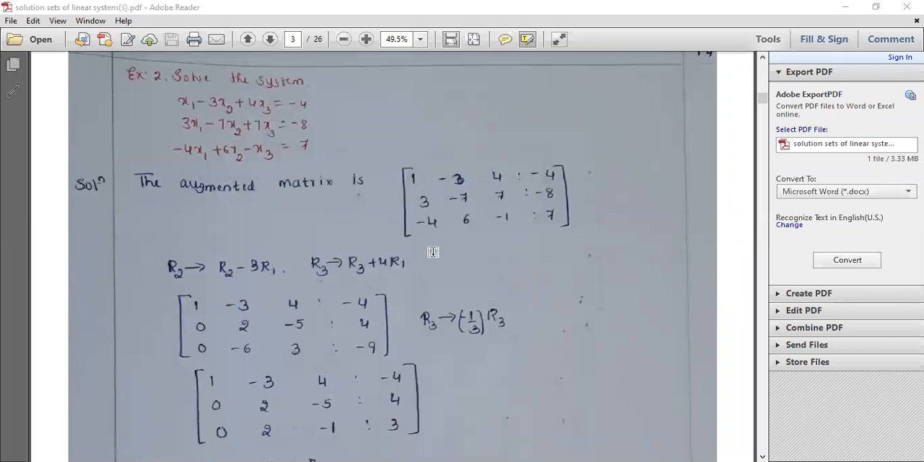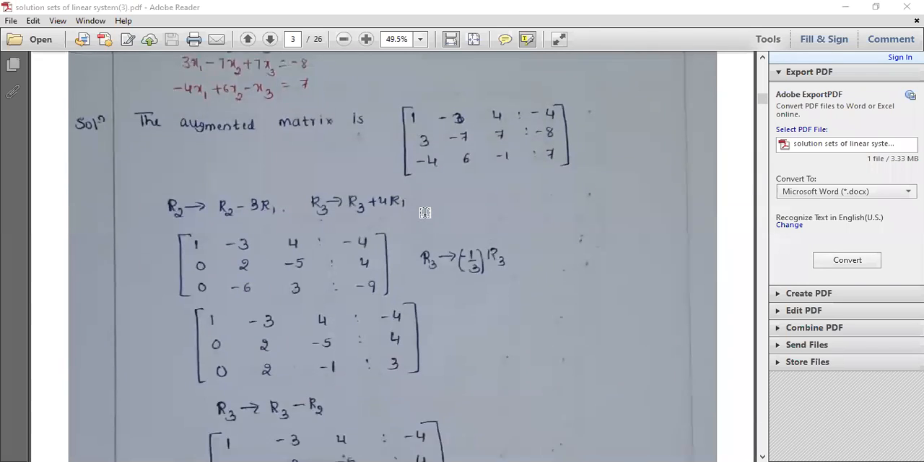Now, what are the operations we have to carry out? See, R2 changes to R2 minus 3 times of R1 and R3 changes to R3 plus 4 times of R1. So by doing this, I'll be getting this value. You also try to calculate it. Meanwhile, see, it is the R1 as it is. R2 will be 0, minus 7, minus 3 times of. So it is minus 7 plus 9, that is 2. Then 7 minus 12 is minus 5. Minus 8 plus 12, that is plus 4. Okay, so we'll be getting this R2.